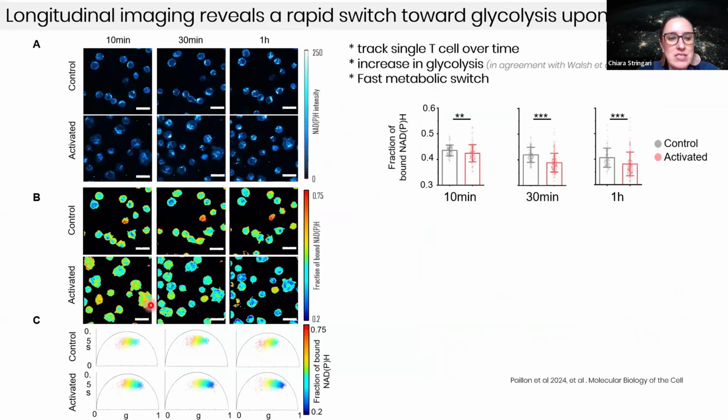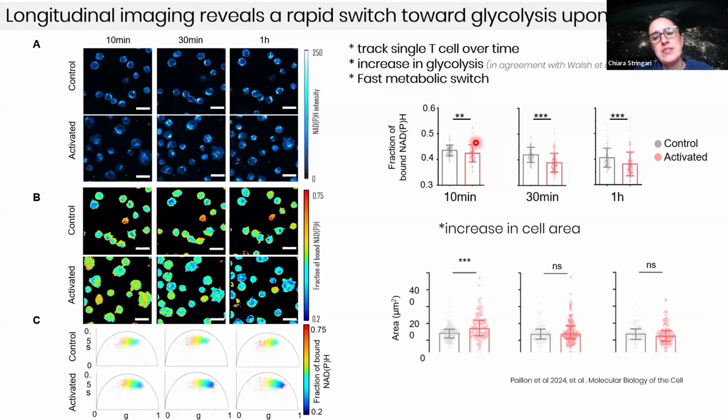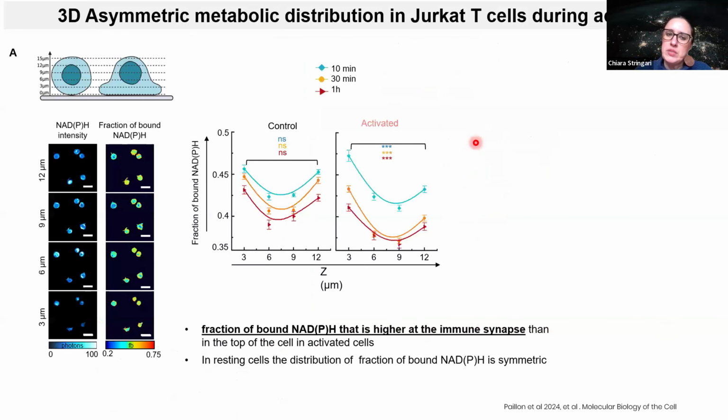What we observed is that we have a metabolic shift. We can track the single cell, for example, here is a cell over time. In activated cells, we have a clear metabolic shift toward glycolysis, which is in agreement with other publications. But for the first time, we were able to measure this fast metabolic shift right after 10 minutes of activation. I just want to point out that this is in a Jurkat cell line, which is a stable line. This is also correlating with the area increase of the cell.